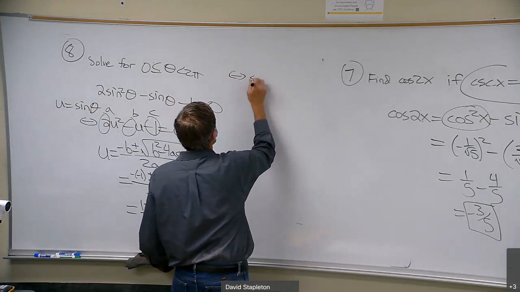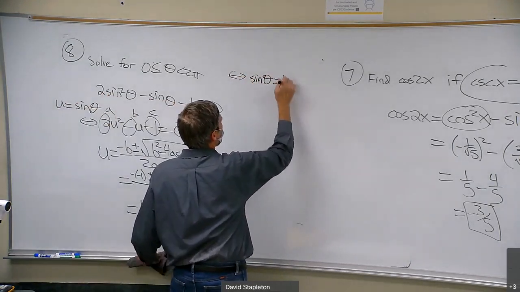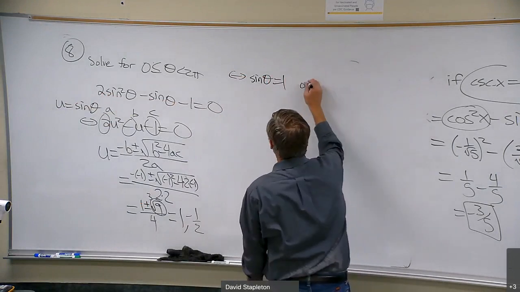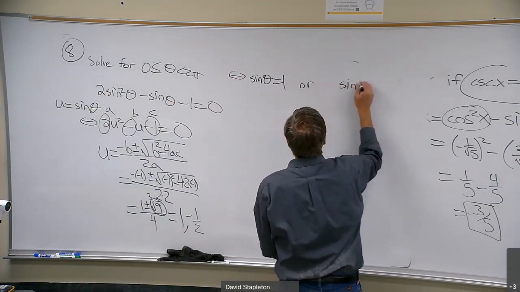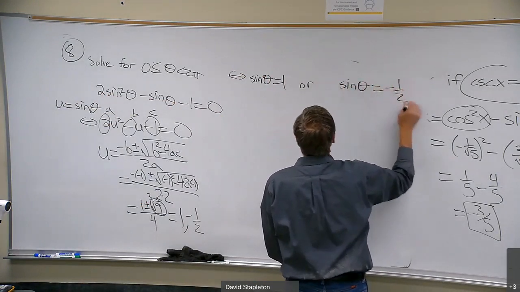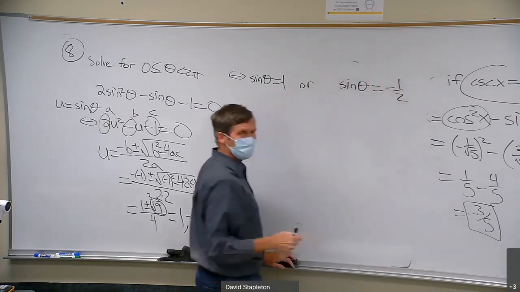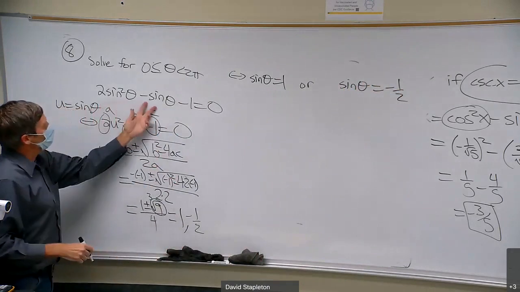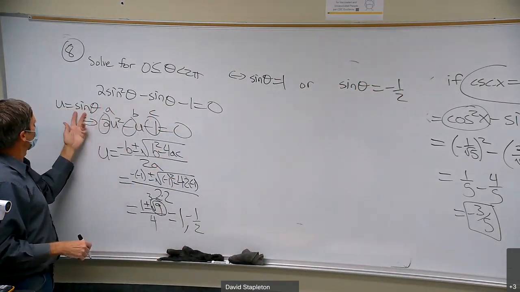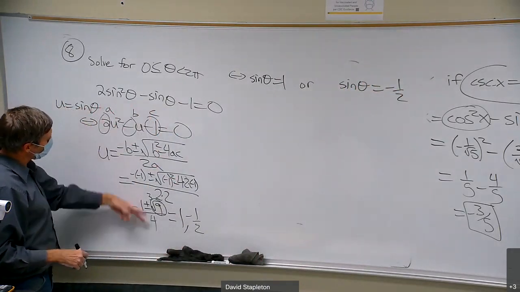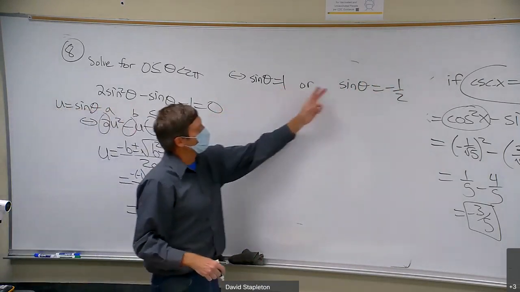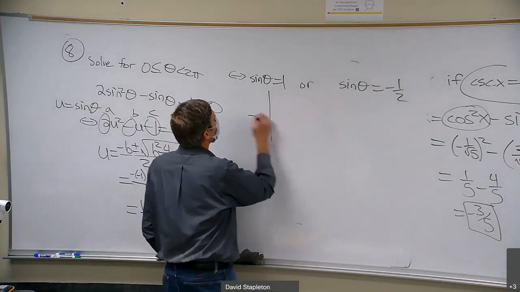Equivalently, sine theta equals 1 or sine theta equals minus a half. Now it's a trig function equal to a number. I solve those on the unit circle, right? So with a quadratic equation in a trig function, you let u equal the trig function and solve the quadratic equation, such as by the quadratic formula. That gives you a trig function equal to a number that you solve on the unit circle.